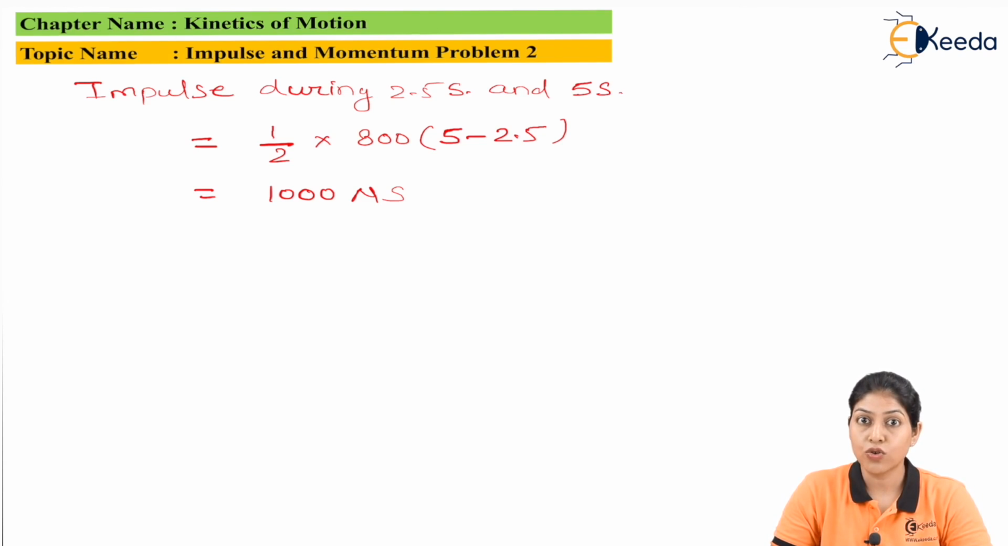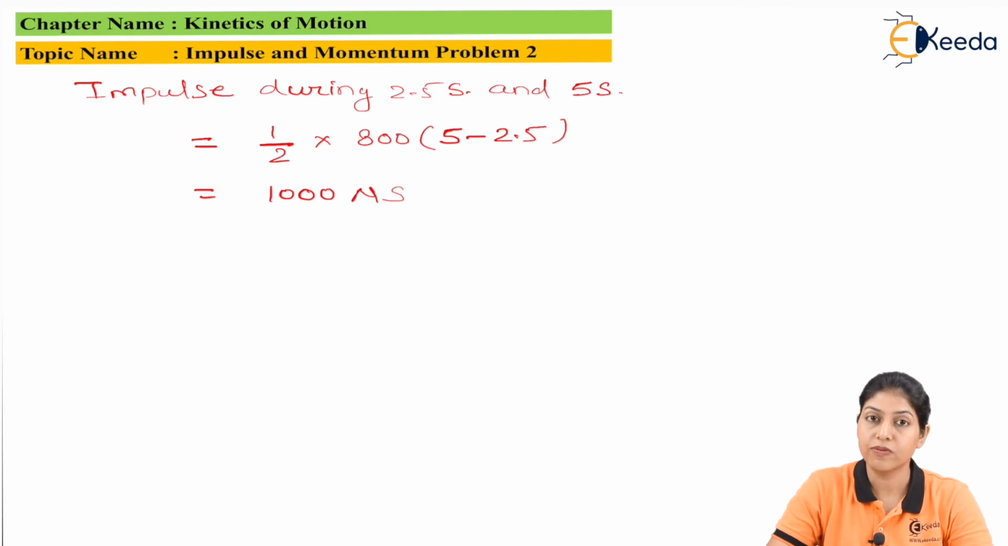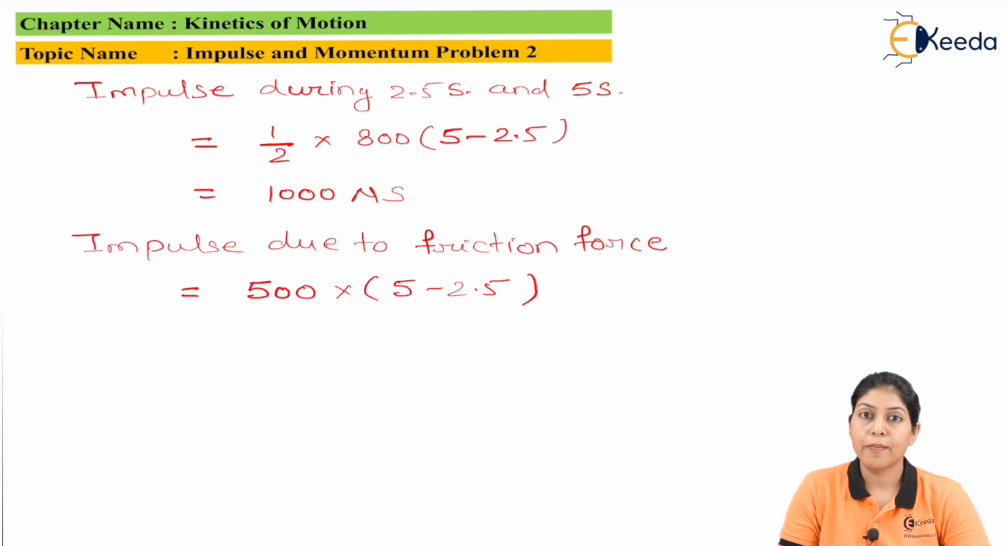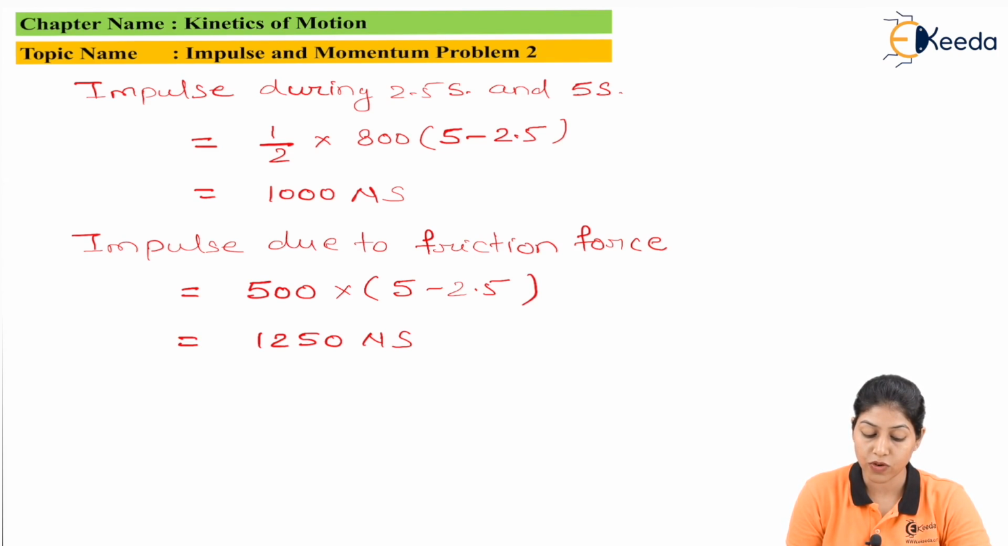Now we have the impulse for 2.5 to 5 seconds. Here we are also considering the friction force. This impulse we are taking as per the applied force. Now if we want to determine the impulse due to friction force, we consider force into time. Force is the friction force 500 Newton, into time from 2.5 to 5 seconds, so 5 minus 2.5, a 2.5 second variation. So the impulse due to friction force will be 1250 Newton second. So this is the impulse due to friction force, and we have the impulse between 2.5 second and 5 second because of the applied external force.